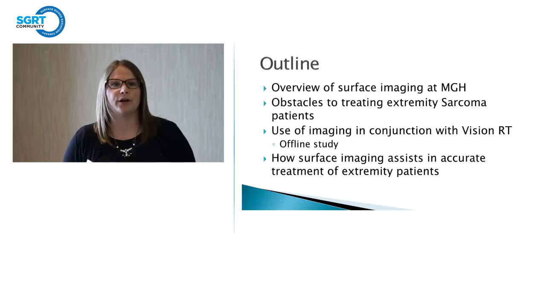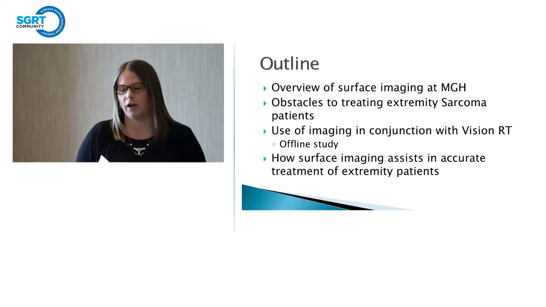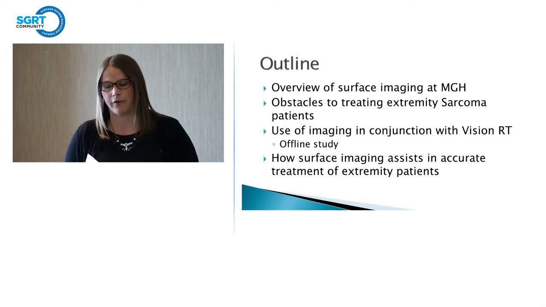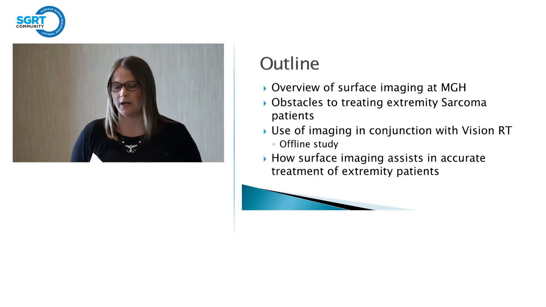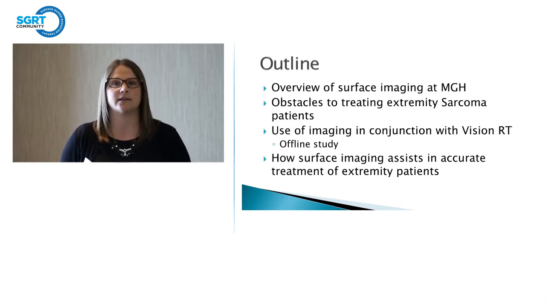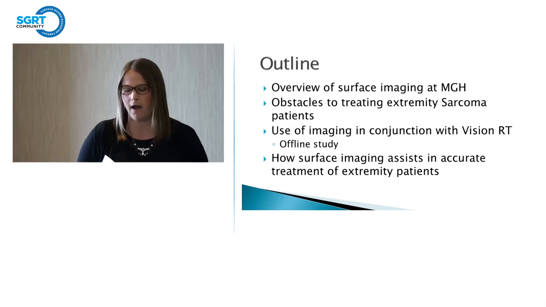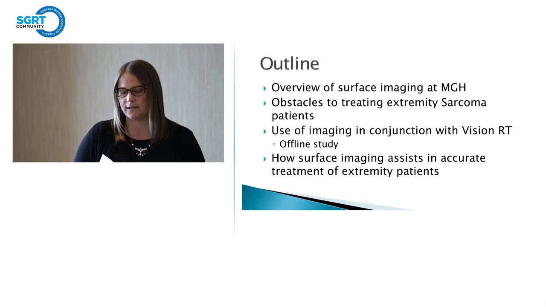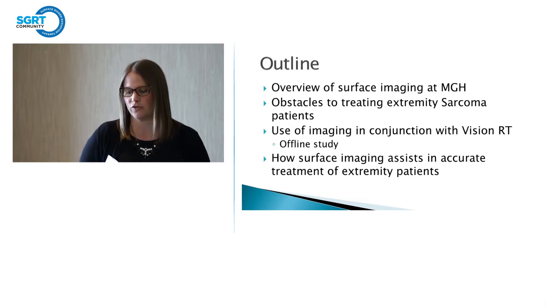So just a few things that we're going to go over today is just an outline of our surface imaging model at Mass General, some obstacles to treating extremity sarcoma patients, use of imaging in conjunction with Vision RT. We did an offline study that I'm going to go over some of the results of, and how surface imaging assists in the accurate treatment of extremity patients.